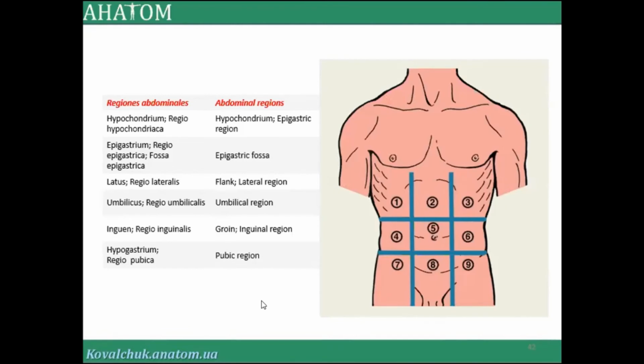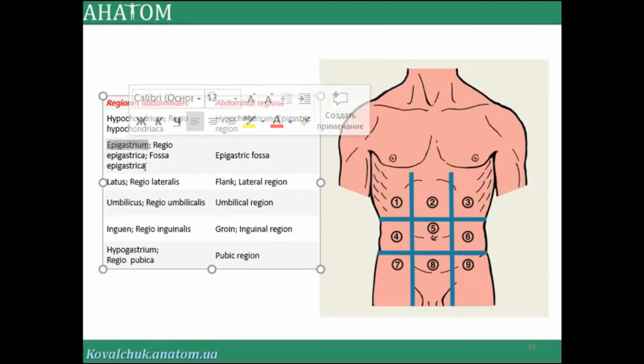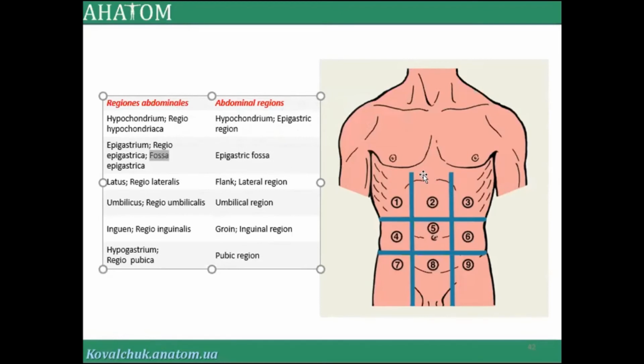Epigastric fossa. Epigastric fossa, yes, epigastrium is more correct. Fossa is when there really is some cavity, but the cavity is absent in the epigastric region. The epigastric region is where a big portion of the stomach is located. But there are two horizontal lines, 1 and 2, yes?